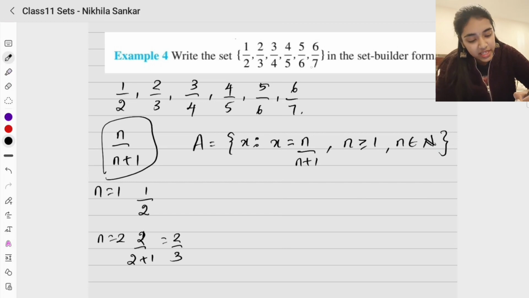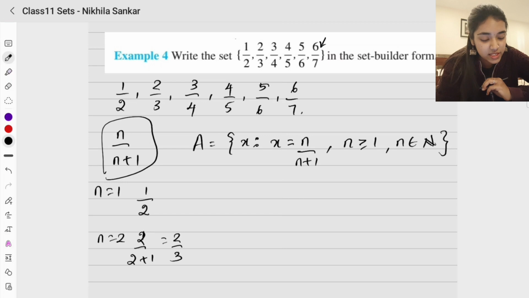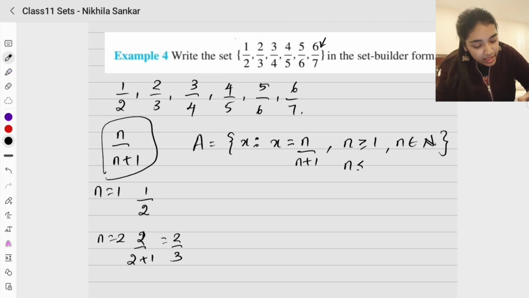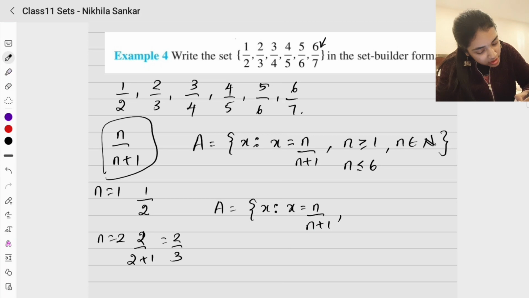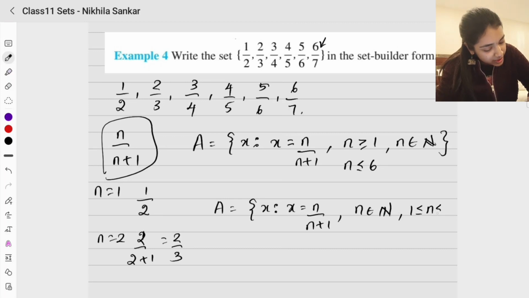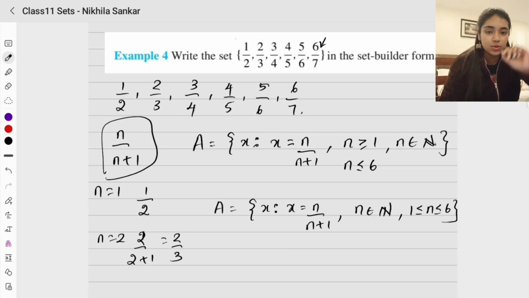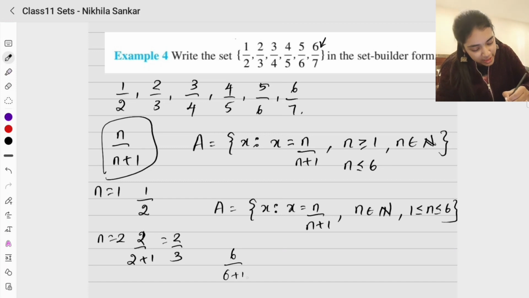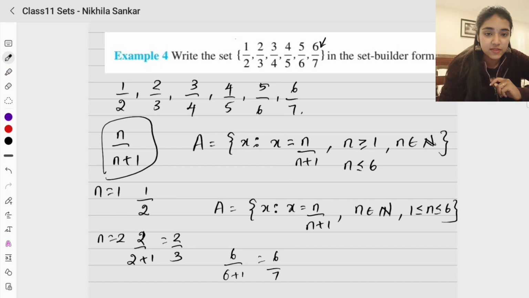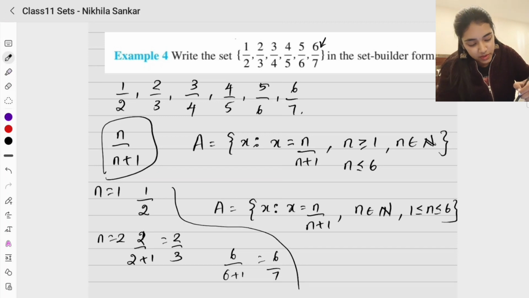Because we have n is equal to 6 only. Here n is equal to 6 only. So n greater than or equal to 1 and n less than or equal to 6. So I can write this as A equals set of all elements x such that x is equal to n divided by n plus 1, comma n belongs to natural numbers, comma 1 less than or equal to n less than or equal to 6. Can we write it like this? So my n value starts from 1 and it goes until 6. So if the value of n is 6, I'll have 6 divided by 6 plus 1. So I'll have 6 divided by 7. So this gives me all the numbers. Okay. So this is your final answer. Please copy.